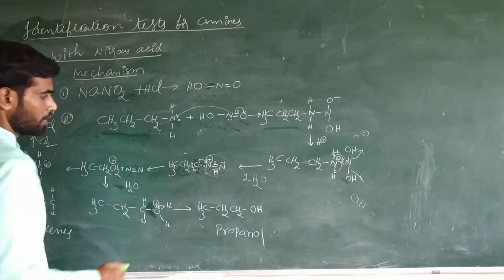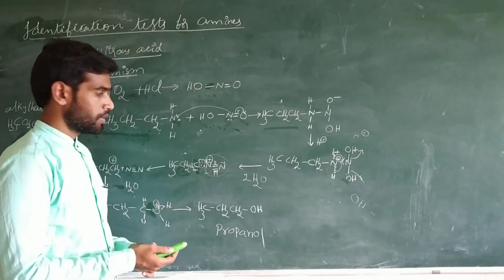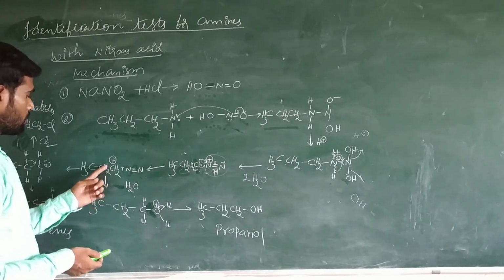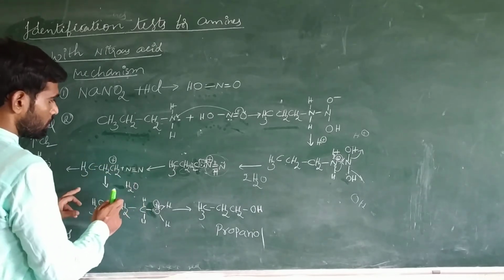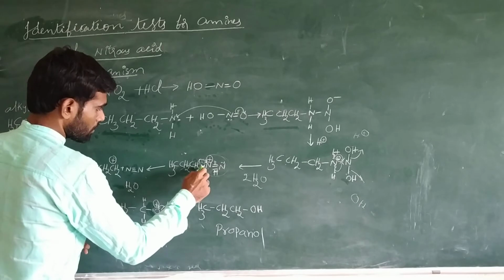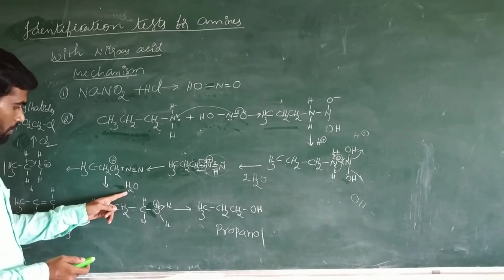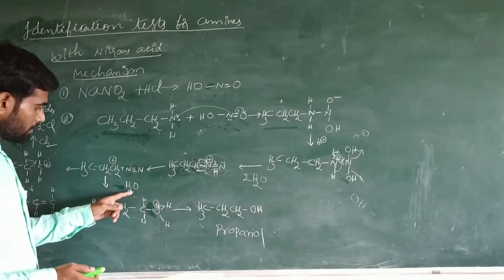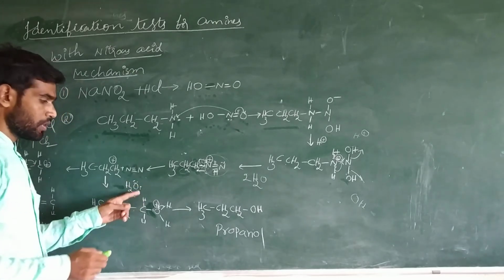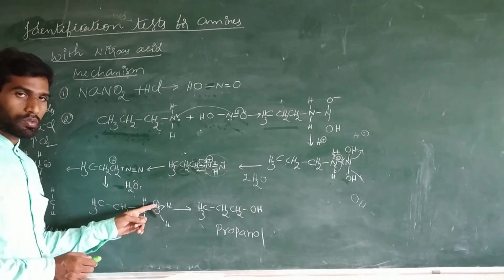The two electrons between carbon and nitrogen are taken by the nitrogen atom, but carbon gets a positive charge. Now this positive charge of carbon reacts with the water molecule, because oxygen has a lone pair of electrons. With this lone pair, oxygen reacts with the carbon atom, but oxygen gets the positive charge.